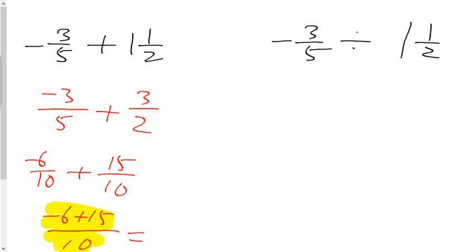So you're going to add the numerators and keep your denominator, giving you a final answer of 9/10, because a negative 6 and a positive 15 make a positive 9.